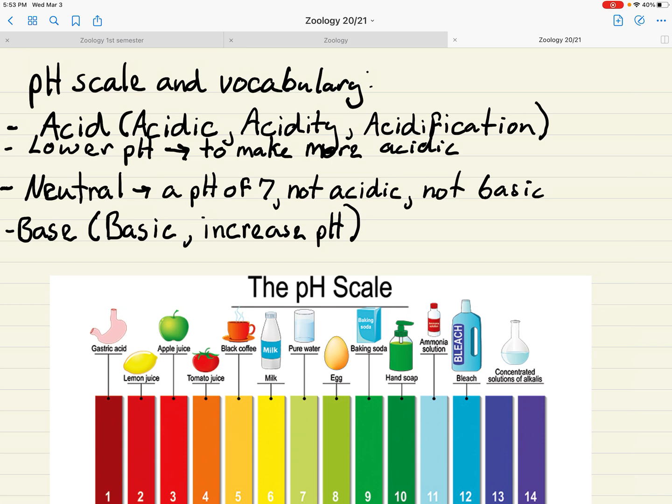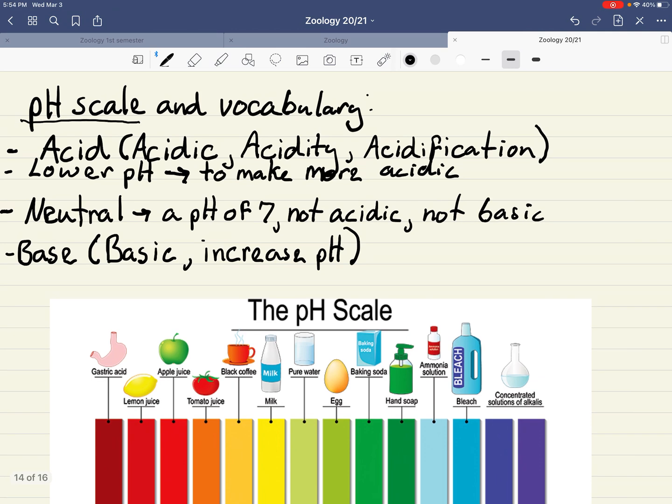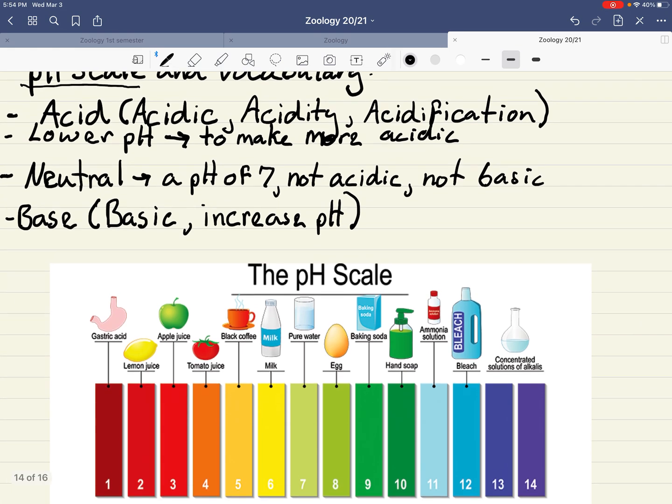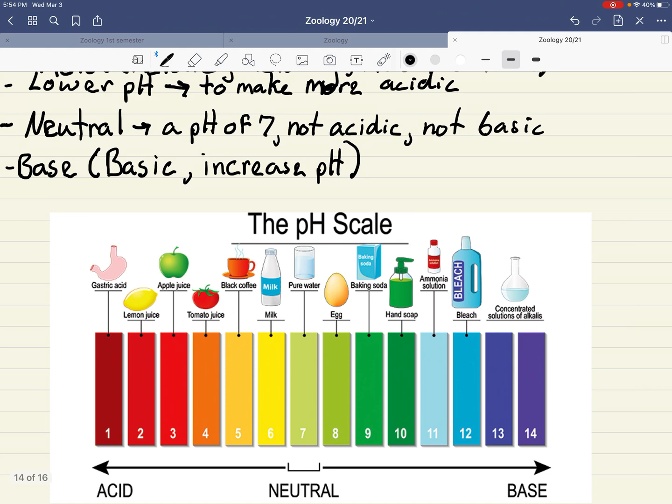Now, there's some basic background knowledge that you need to understand a few of these concepts. And the first thing that I need you to be familiar with is something called the pH. Some of you are already familiar with this, but the pH scale. Now I've thrown down some words that might help you out. Acid, acidic, acidity, acidification, lower pH, which means to make more acidic. Neutral, which is a pH of 7, not acidic, not basic. And a base, we can also say basic, and an increase in pH. So I'll refer back to those words.